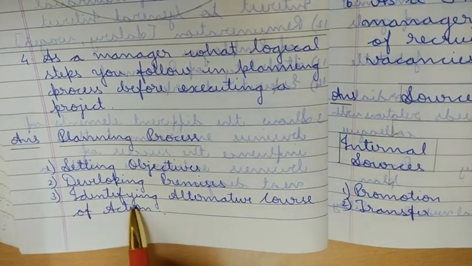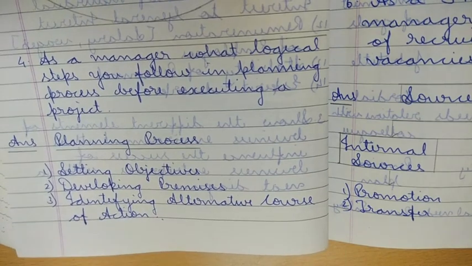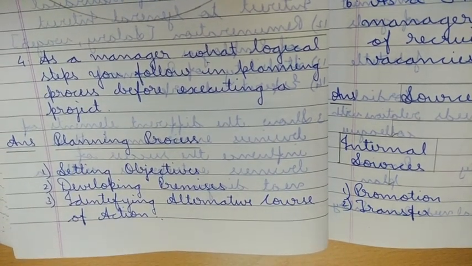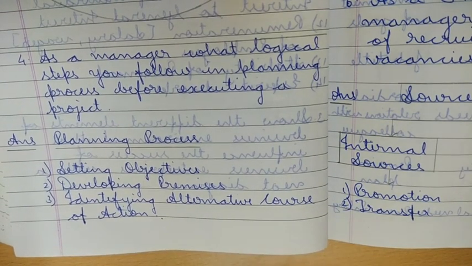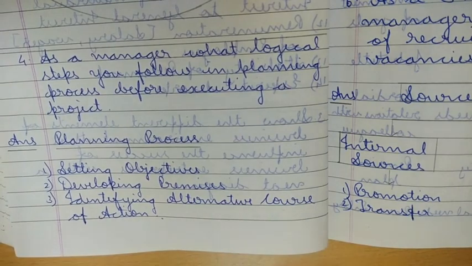So, identifying alternative courses of action. We have decided we will be manufacturing clothes. Next we think, how can it be done? Is there a cheaper way, or is it expensive? What are the alternative ways in which it can be done?